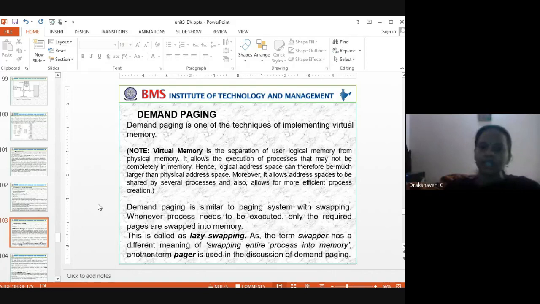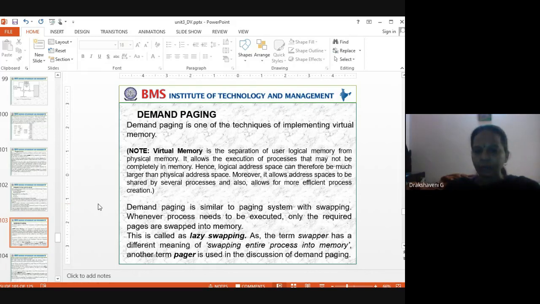Demand paging is one of the techniques of implementing virtual memory. Virtual memory is the separation of user logical memory from physical memory. Demand paging is similar to a paging system with swapping. Whenever a process needs to be executed, only the required pages are swapped into memory. This is called lazy swapping.